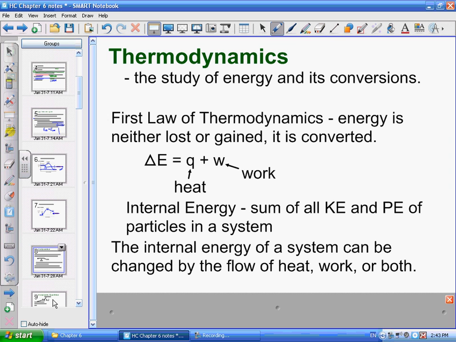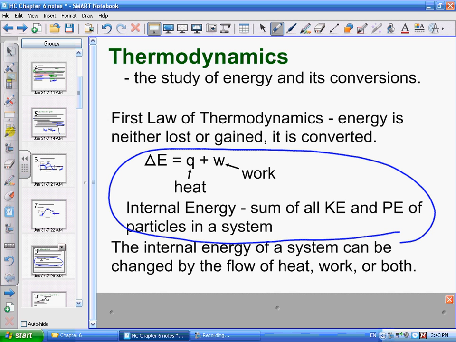Okay, thermodynamics, we took a look at this already. It's a study of heat and energy in its conversions. We already took a look at the law of thermodynamics that says energy is neither lost nor gained, it's only converted. You can't create or destroy energy. What I want to take a look at is this concept right here, saying that internal energy is equal to Q, which is the heat, plus the work. Okay, so the internal energy of any system can be found by adding together the heat and the work. Now, since heat and work are being added together, they both must have the same units, in this case, joules. Okay, in most cases, joules.